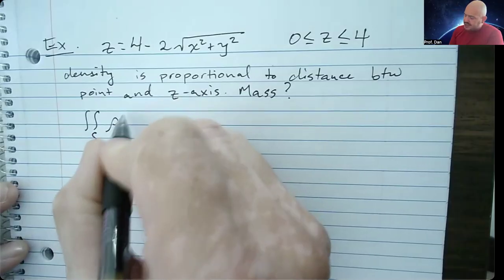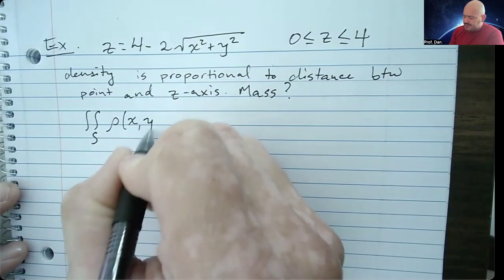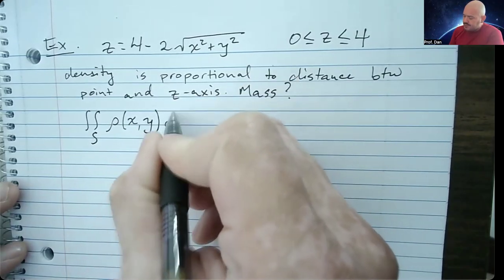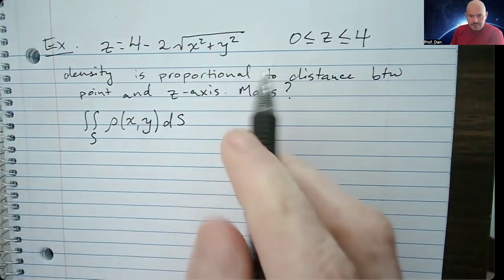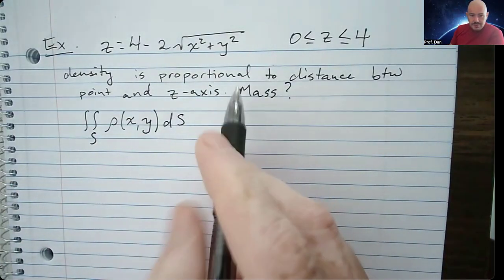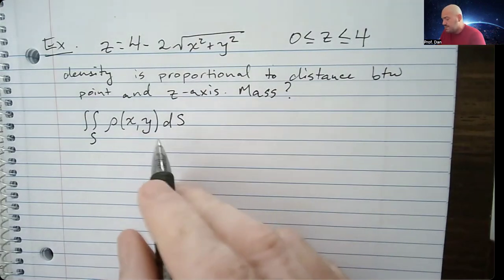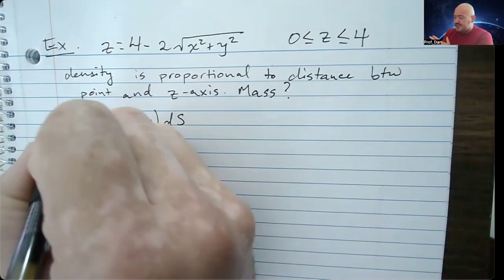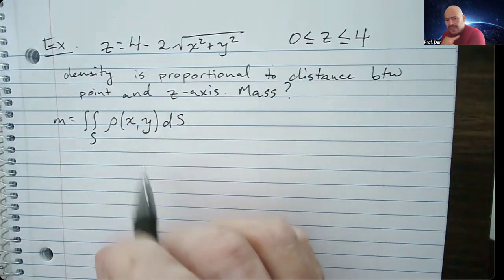And the integrand is going to be our density. I could put a z there, but if you were to actually write out the density, it wouldn't even depend on z. Essentially, this surface integral is going to tell us what the mass of that cone-shaped lamina is.